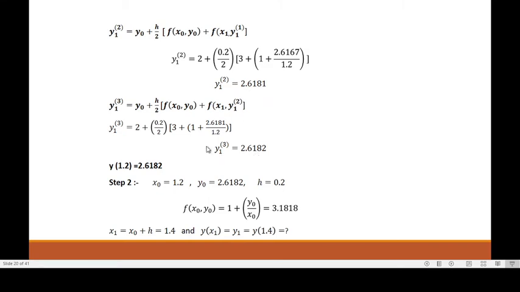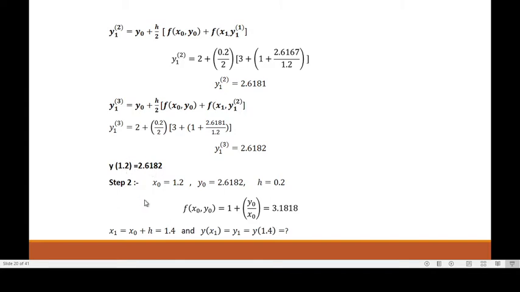So that is y naught plus h by 2 f of x naught comma y naught, replacing y1 of 1 by y1 of 2 here. You will get 2.6182. So these two values are almost similar. Therefore, we conclude that the value of y at 1.2 is 2.6182.